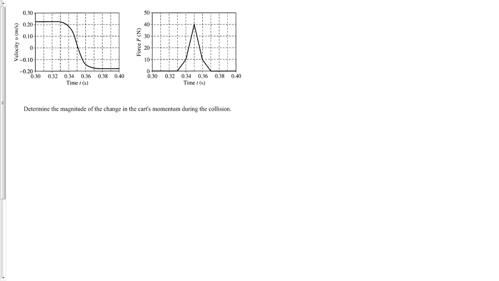Change in momentum. First thing that I thought of when I see change in momentum is this. But again, no mass yet, so we can't go that way. So what's the only other way to solve for change in momentum? Ft more, area under the curve. This requires a little bit of geometry.